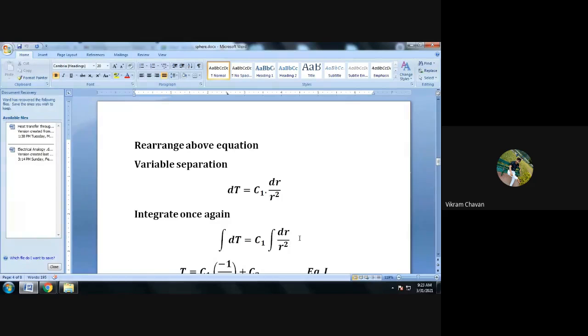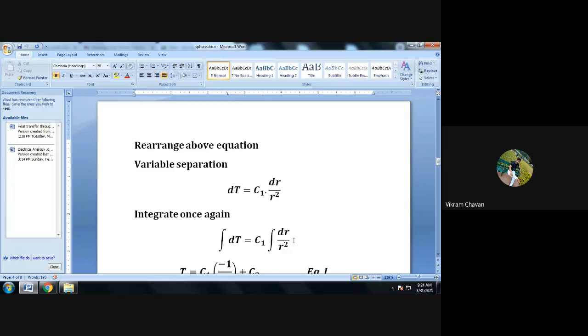Getting everyone? Is there any doubt, any question? Integration of 1 upon x square. Simply, integration of 1 upon x square is integration of x raised to minus 2. So integration of x raised to minus 2 is x raised to minus 2 plus 1, whole divided by minus 2 plus 1. So it will become minus 1 upon x.